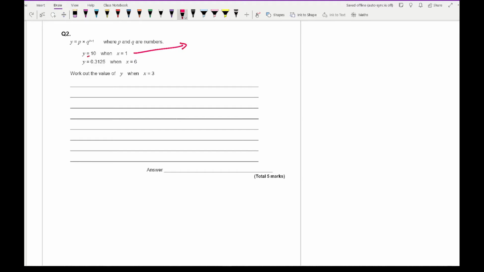So if I substitute these numbers into this formula, then what I end up with is y equals 10 multiplied by q to the power of 1 minus 1. Now that equals, 10 equals p times q to the power of 0. Now anything to the power of 0 is just 1, so then p equals 10.